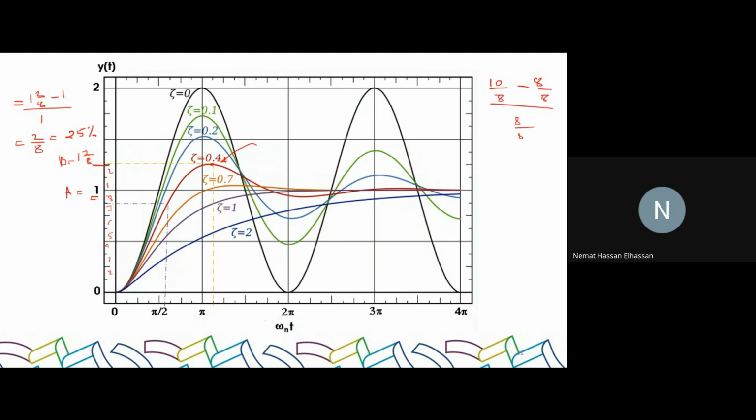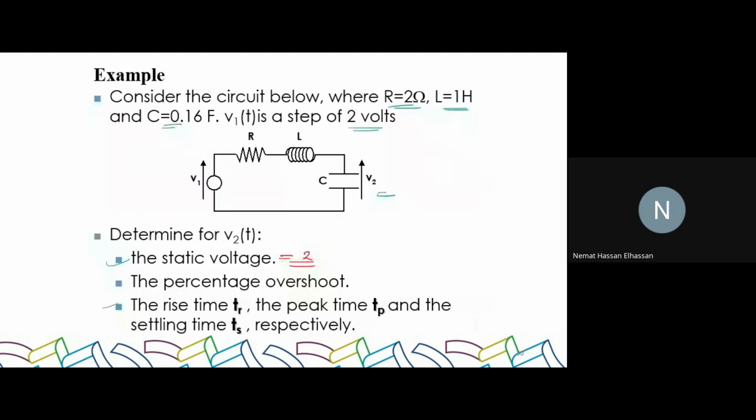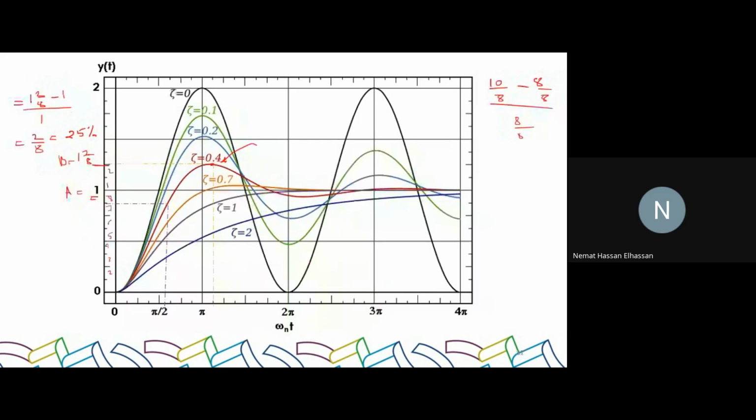Yeah. So now we've evaluated the percentage overshoot, that it's 25%. Next thing they want is the rise time. The rise time is the time that it takes to get to 90% of your full steady state value. Here we are looking at the unit step response. So to get to 90%, we want to get to 0.9, right?